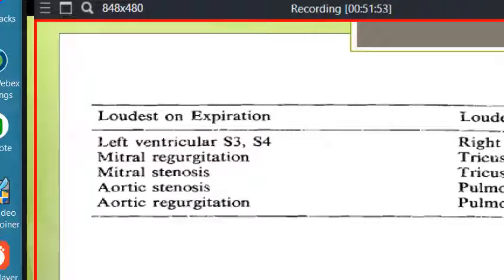On your left, you have expiration. The left ventricular third and fourth heart sounds are increased. The mitral regurgitation murmurs increase. Mitral stenotic murmurs increase. Aortic stenotic murmurs increase. The aortic regurgitation murmurs increase.